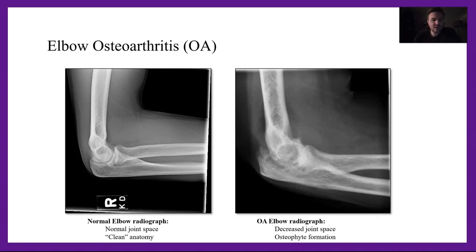Here's what a normal radiograph looks like on the left, lateral view. Here's what one with osteoarthritis looks like. You can see the quote-unquote degenerative changes, meaning bone spurs and loss of joint space.